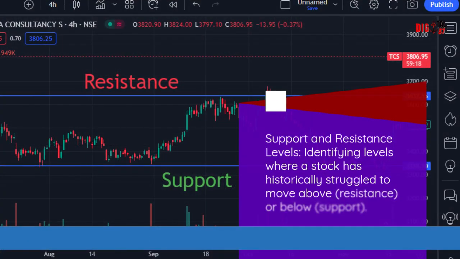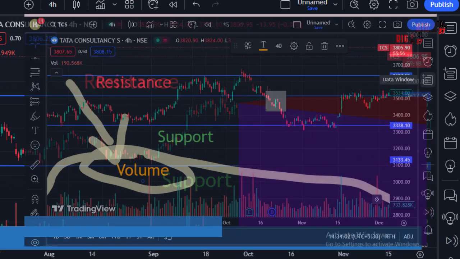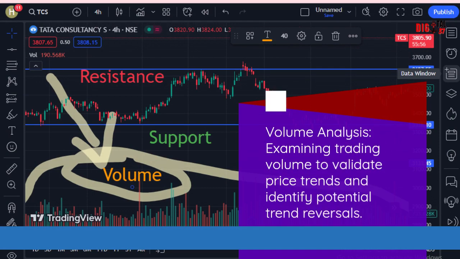Support and resistance levels: identifying levels where a stock has historically struggled to move above, resistance, or below, support. Volume analysis: examining trading volume to validate price trends and identify potential trend reversals.